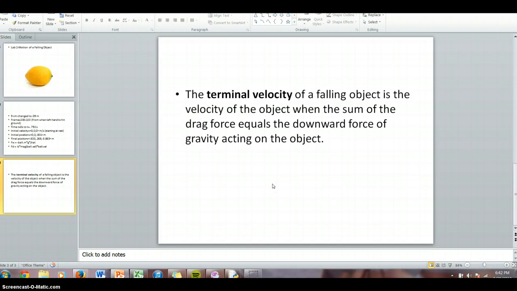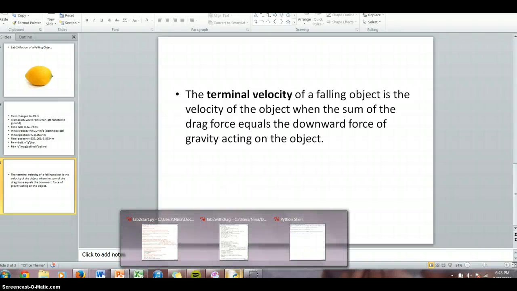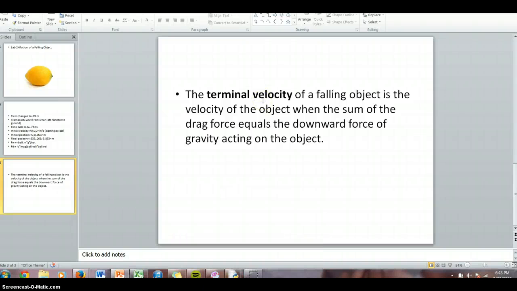The terminal velocity of a falling object is the velocity of the object when the drag force equals the downward force of gravity. The net force is equal to 0 and the acceleration is 0. If the object were initially thrust downward, there would be an acceleration and the terminal velocity would not be the same.